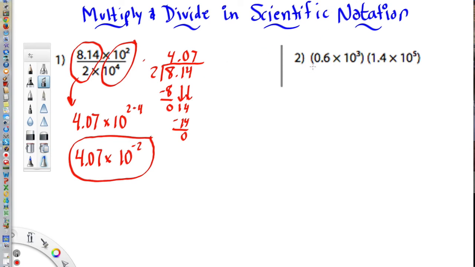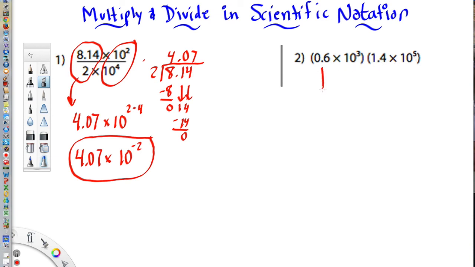Let's take a look at our multiplication problem. Over here we have 0.6 times 10 to the third power, which really isn't written in scientific notation. I don't like this. But we can still work with this. It should be 6.0 times 10 to the second power, because this is not true scientific notation. You guys know if you're sharp, the base number should be between 1 and 10, and 0.6 is too low. Now over here, this is scientific notation, 1.4 times 10 to the fifth power.